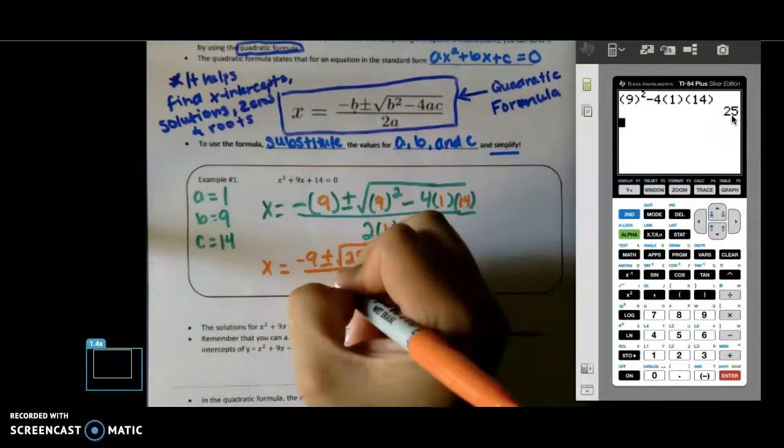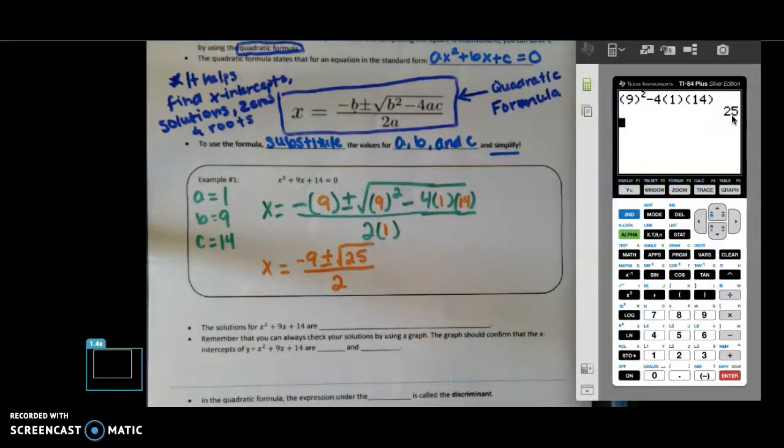2 times 1 is 2. Okay, now this is the part where you should pay attention. So I'm going to start using a different color. All right?